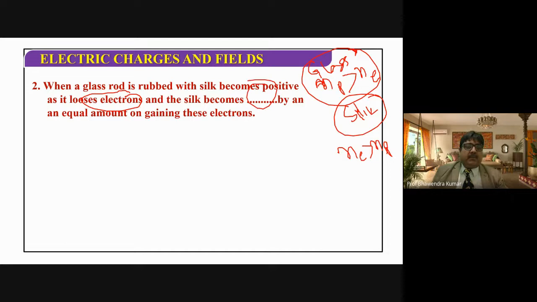And for silk, the number of electrons will be greater than the number of protons. So silk will become what type of charge? So which answer will be correct? Option B will be. Is that clear?